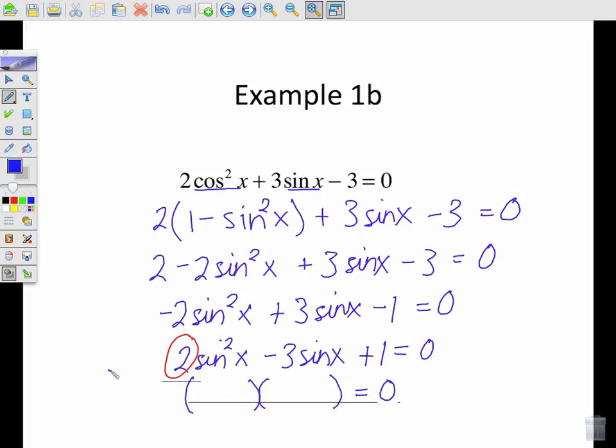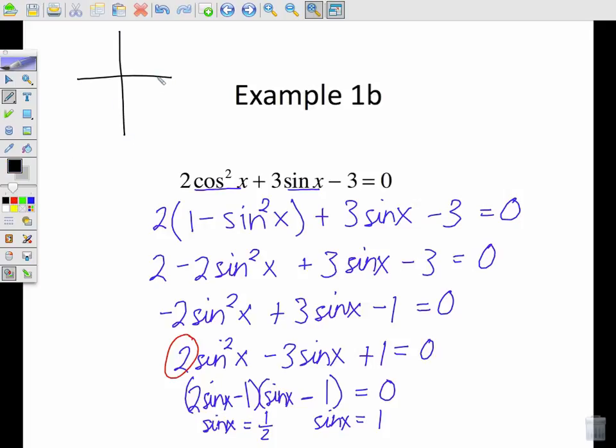All right, so factoring this, I can get 2 sine x and sine x as my first two parts, and then we got plus 1 here, so 1 and 1. And my signs are both going to be negative in order to get a negative 3 in the middle. Set each one of these equal to 0, so we're looking at when will the sine of x equal a half, and when is the sine of x going to be equal to 1? That's the question. All right, let's look at our unit circle. Well, I know that sine of x will equal 1.